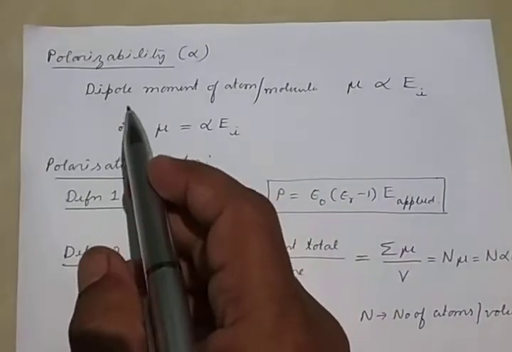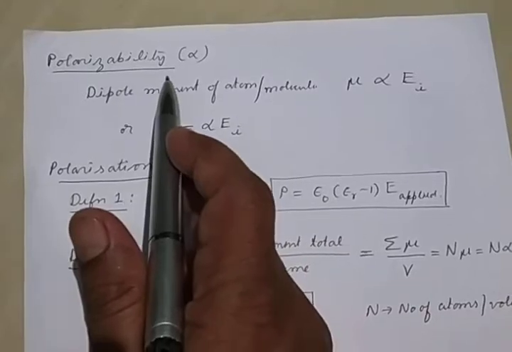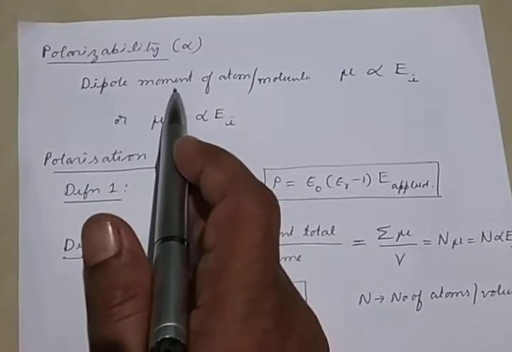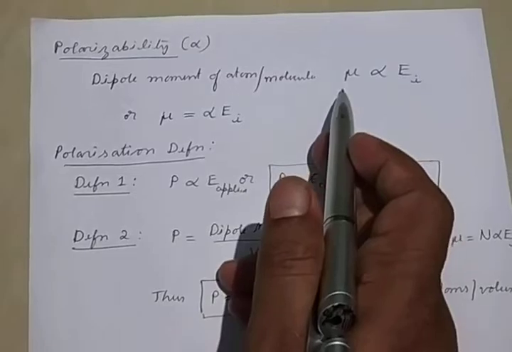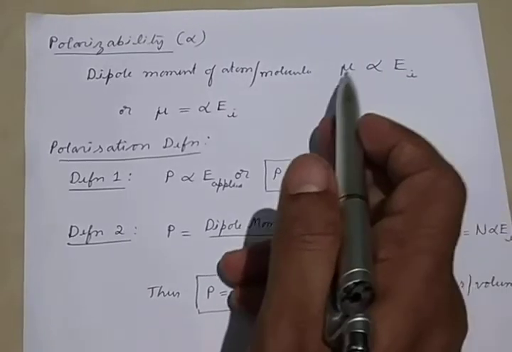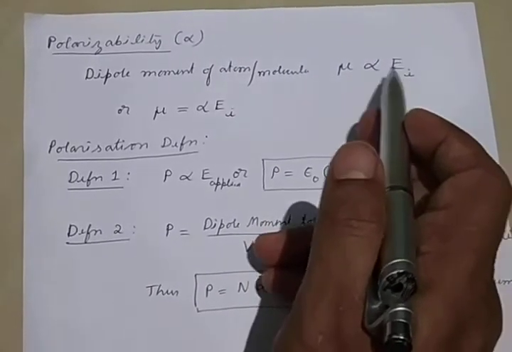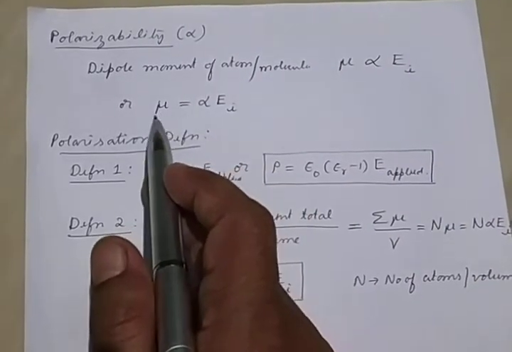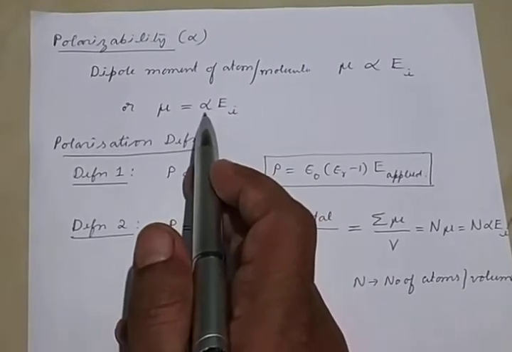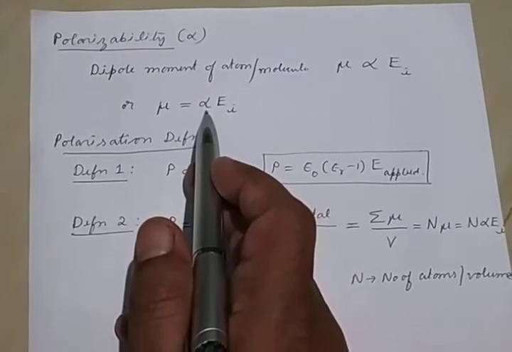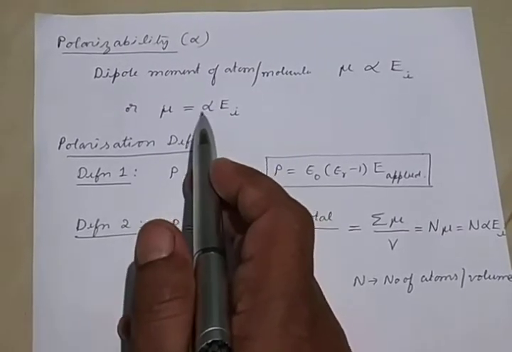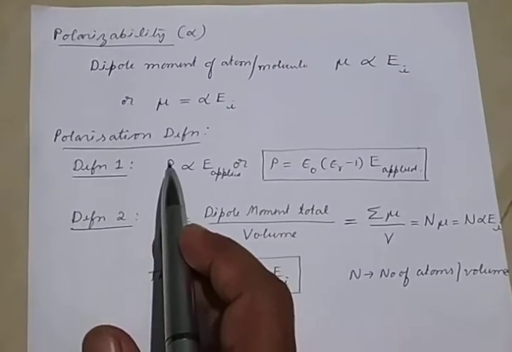Now let us discuss one more concept in dielectrics, called polarizability, denoted by the symbol alpha. If I take the dipole moment of an individual atom or molecule, that is mu, it is proportional to the internal field EI. Now I remove the proportionality, and I get the equation mu is equal to a constant into internal field EI, and that constant is denoted by the symbol alpha, which represents the polarizability of the material. So polarizability alpha represents the microscopic property of the given material.